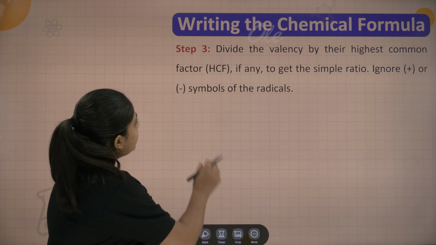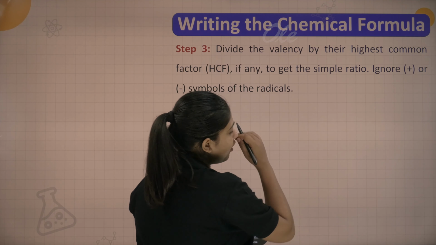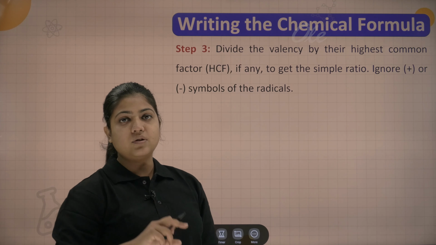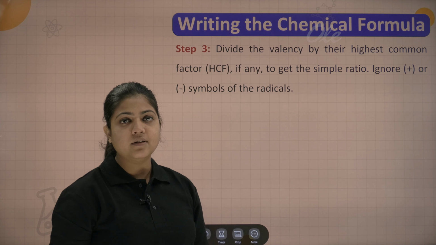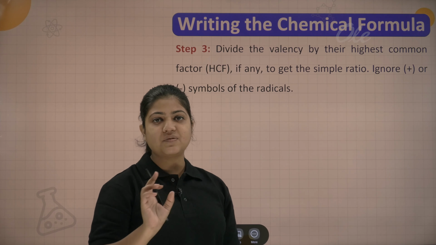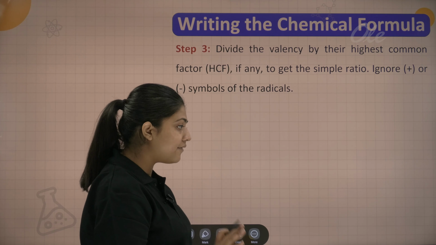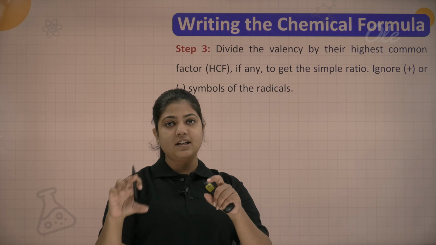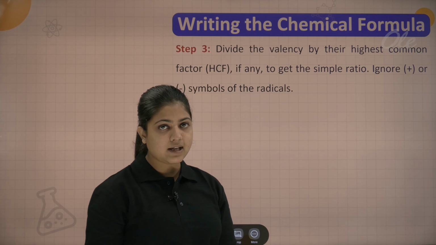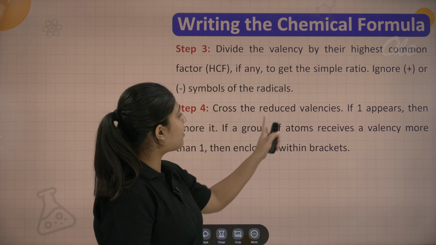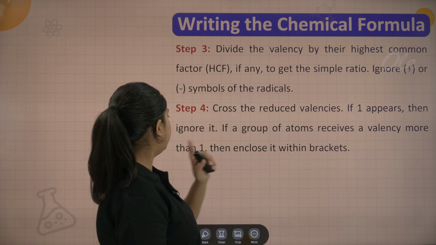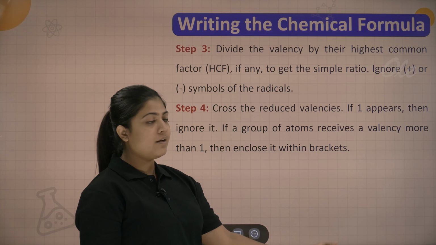Next, step 3, divide the valency by their highest common factor. In the case of NaCl, the valency of both is 1, the highest common factor will be 1 and the answer will be 1 only. If you get the answer as 1, you will ignore 1, because we have studied that Na is the symbol, Cl is the symbol and each represents 1 atom. So we do not have to write 1 again. Then cross the reduced valency. If 1 appears, then ignore it. If a group of atoms receives a valency more than 1, then enclose it within a bracket.